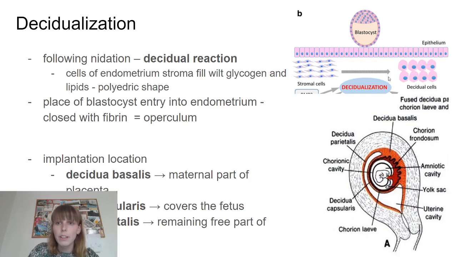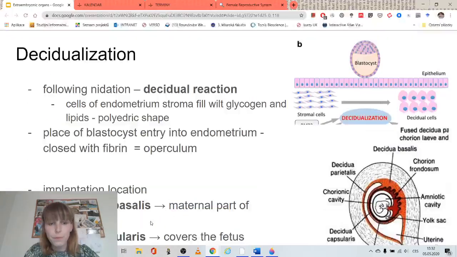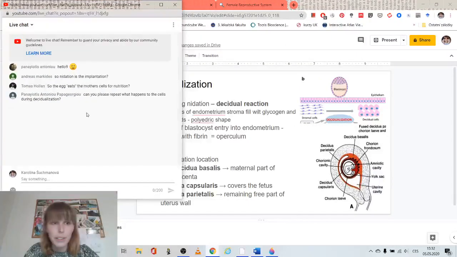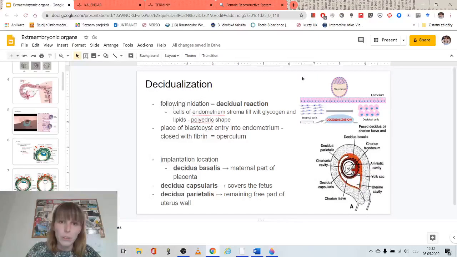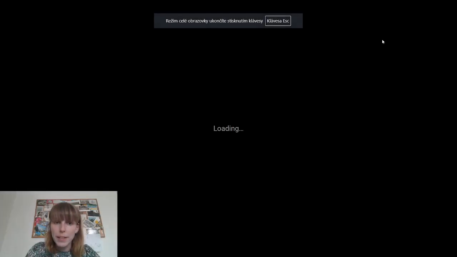So this is the process of decidualization: we come from normal stroma to decidual cells that are ready to feed the embryo, the blastocyst that has nidated into the endometrium. So I hope that's clear. Yeah, so they just swell and store a lot of glycogen and lipids.